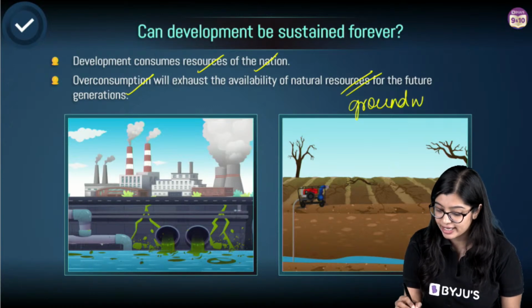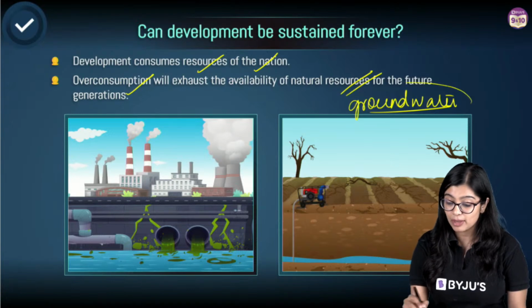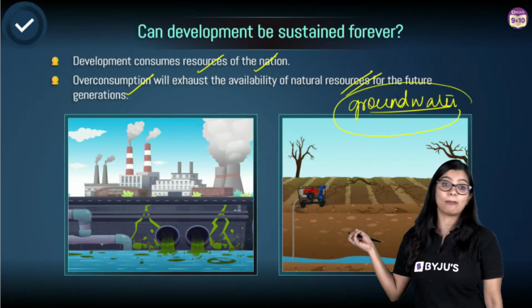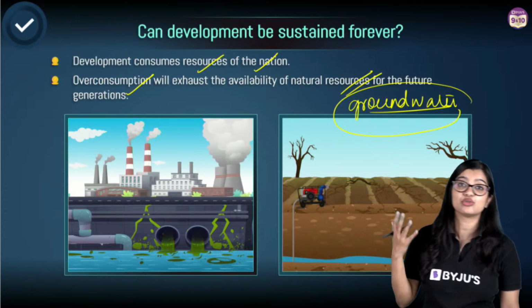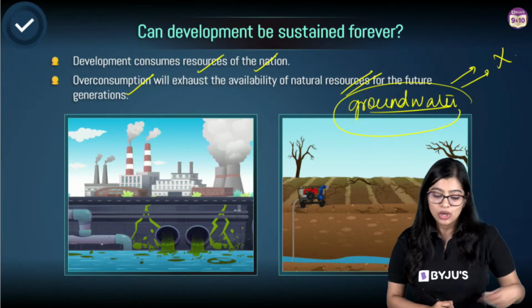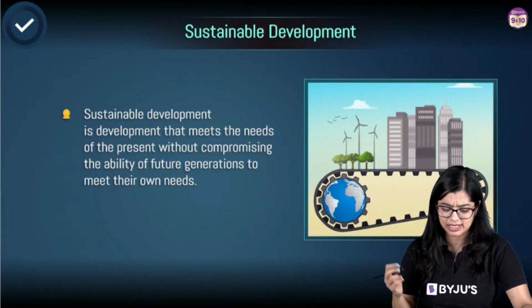So we know that, for example, even though water is a renewable resource, over a period of time there is overexploitation of groundwater, and there is no proper potable groundwater for all of us to use, which is why this could be harmful for the future generation. You can give these examples, and giving one example is necessary.